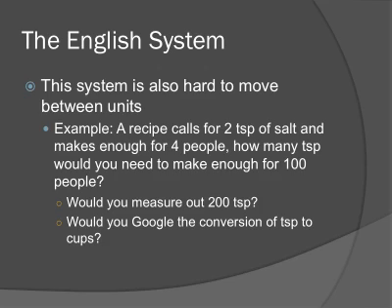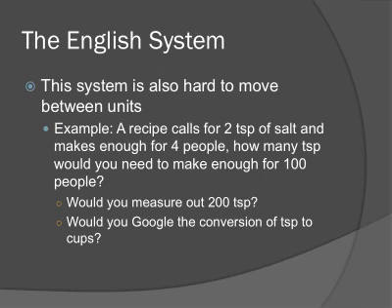So every conversion factor you have to memorize is a different number. It's like a series of memorizing as opposed to one consistent way. For instance, if a recipe calls for 2 teaspoons of salt and it makes enough for 4 people, how many teaspoons would you need to make enough for 100 people? Well, that would be 200 teaspoons.